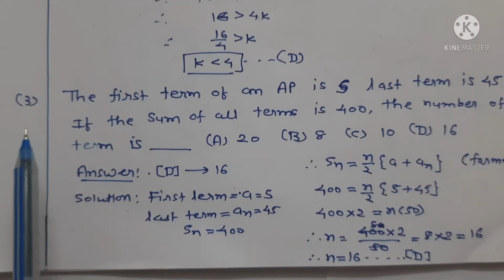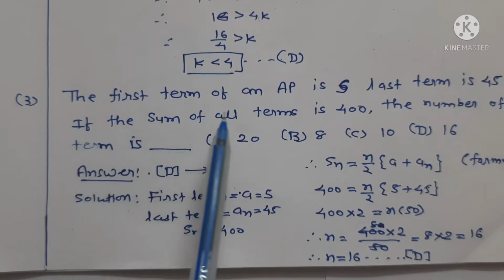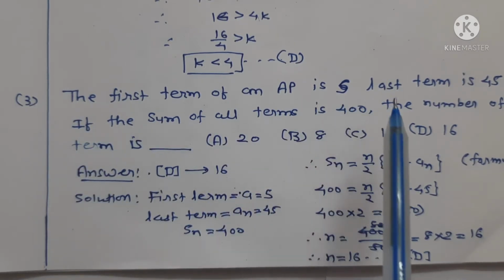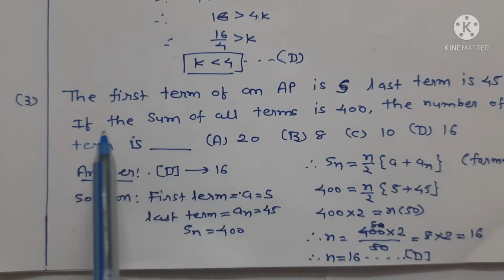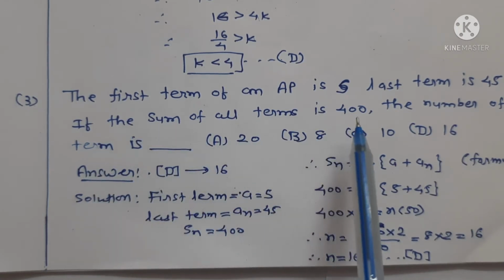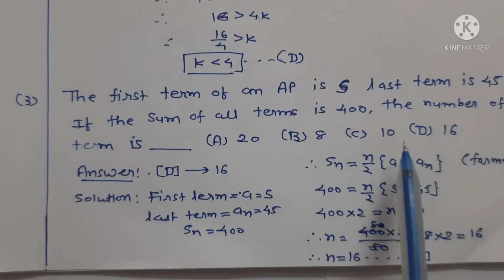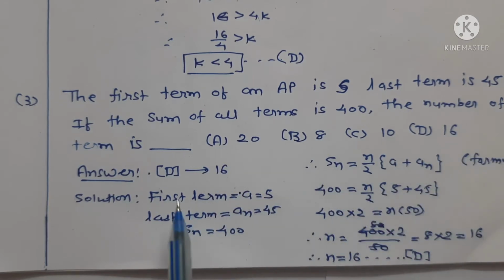Now we start question number 3. The first term of an arithmetic progression is 5. The last term is 45. If the sum of all terms is 400, then find the number of terms. Options are given. The answer is D, 16. Now we start the solution.